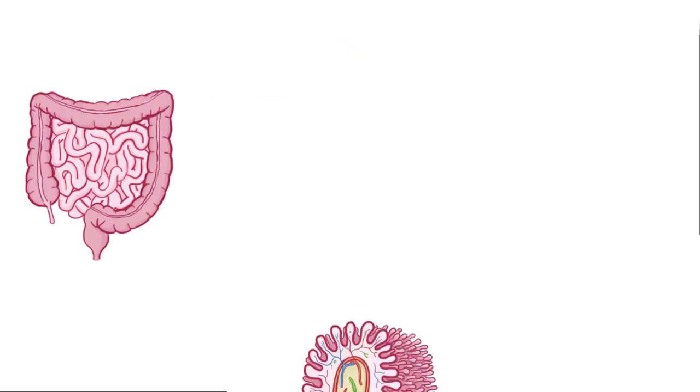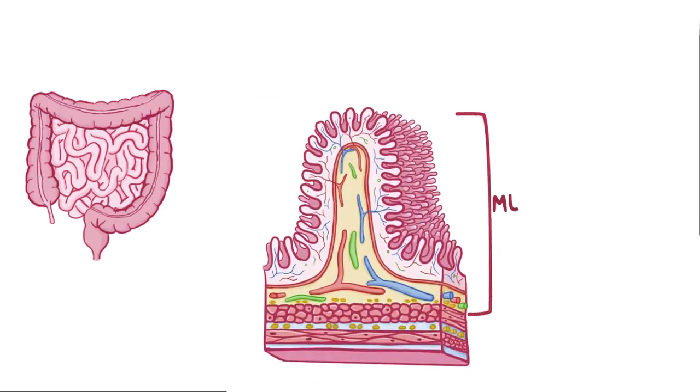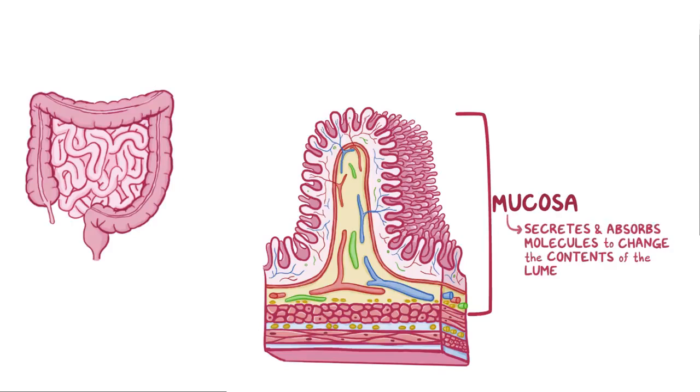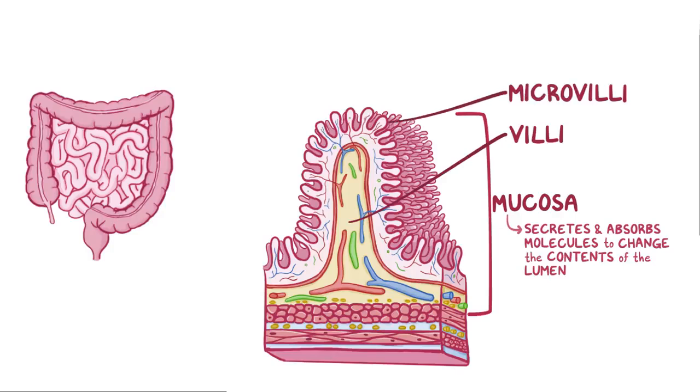Lining the luminal surface of the intestine is a layer called the mucosa, which secretes and absorbs different molecules to change the contents of the intestinal lumen. The mucosa of the small intestine has lots of tiny ridges and grooves, each of which projects little finger-like fibers called villi. And in turn, each villus is covered in teeny tiny little microvilli. All of this gives the small intestine plenty of surface area to absorb nutrients and ions.